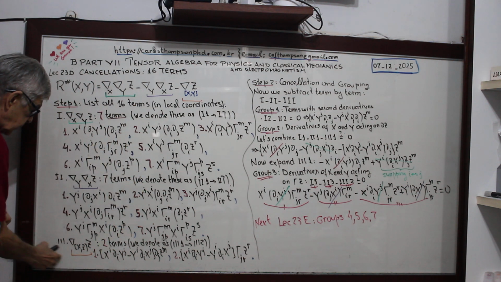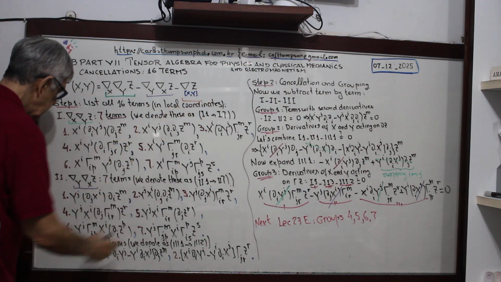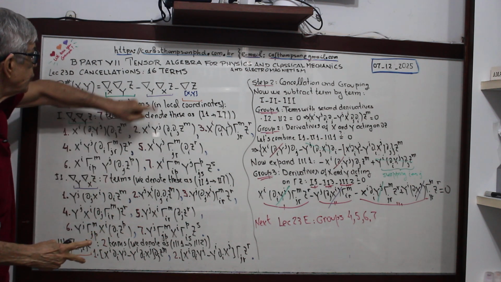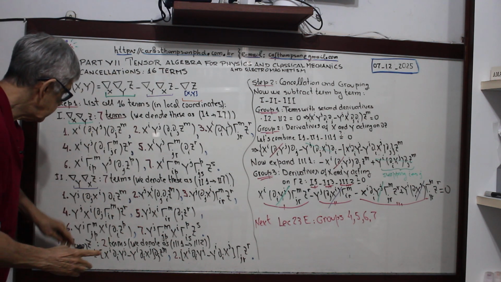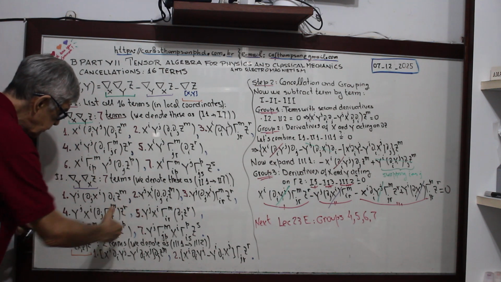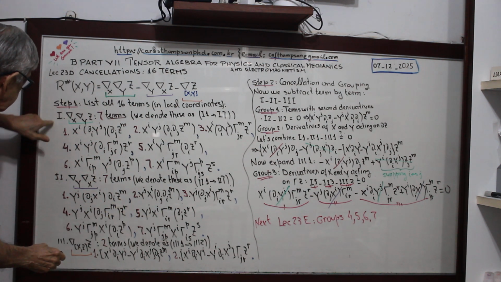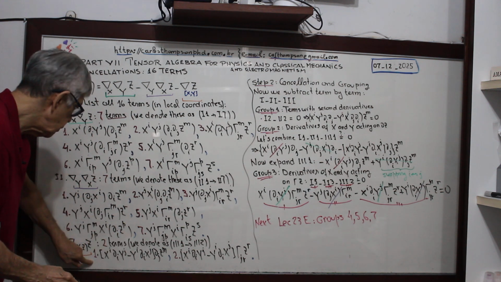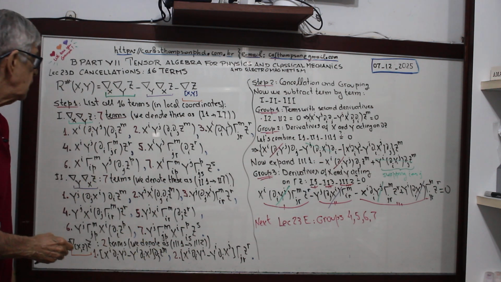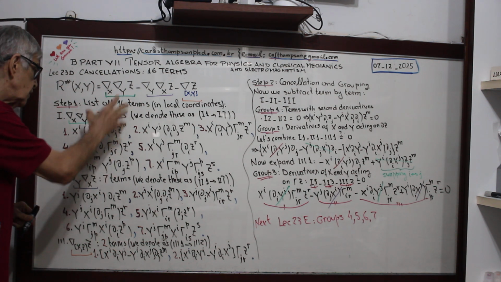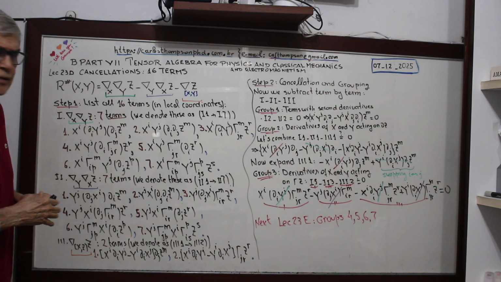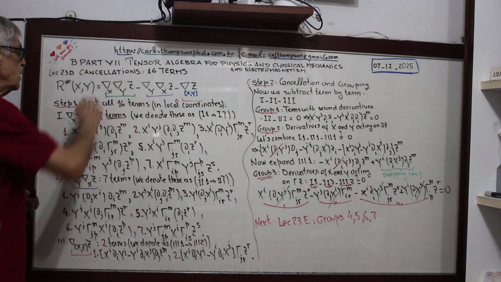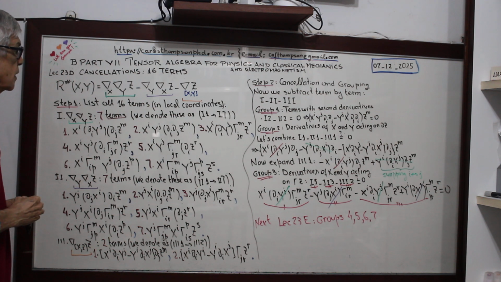Now the third one has 2 terms, number 1 and number 2. So there is a total of 16 terms displayed in 1, 2, and 3. This is clear and well organized, just for you to understand all the possible cancellations.